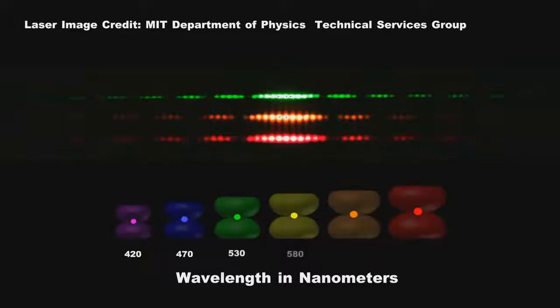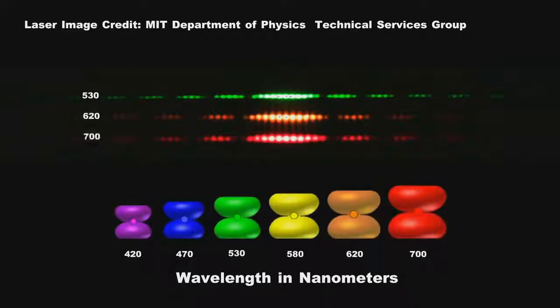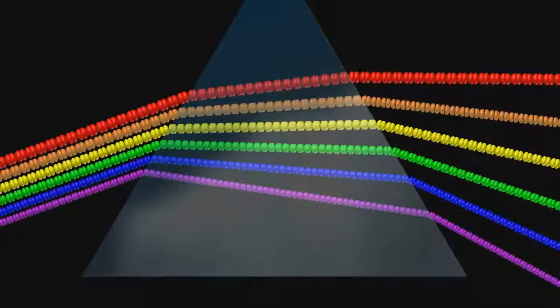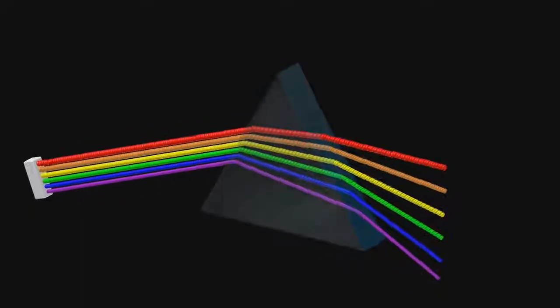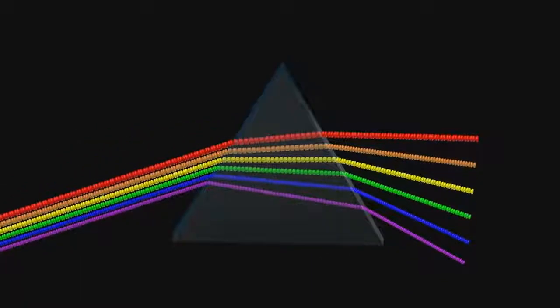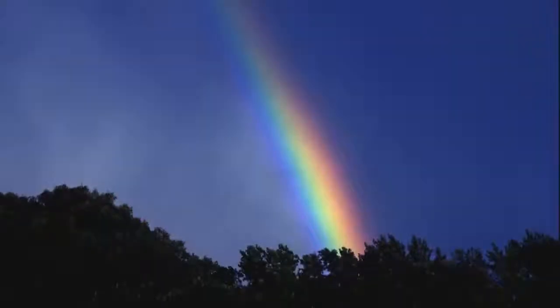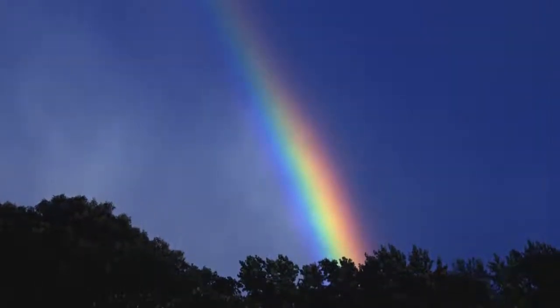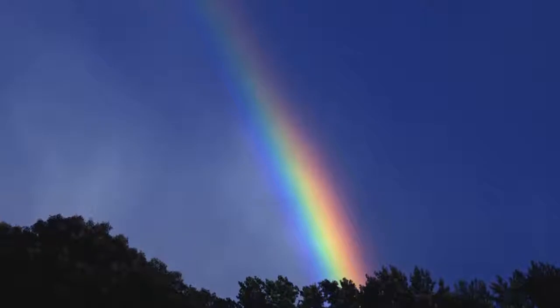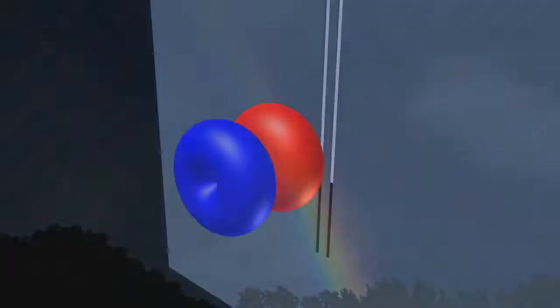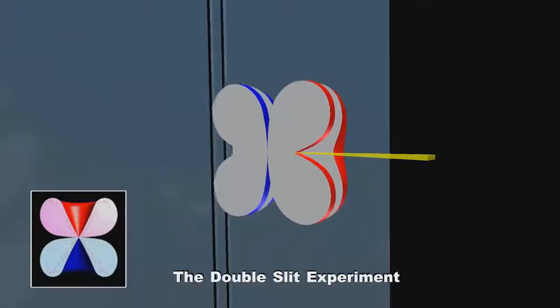We saw that the angle of refraction for photons is determined by their field size. So the next time you see a rainbow, you will know the science behind its beauty. Then we ended by solving the long-standing mystery of the infamous double slit experiment.